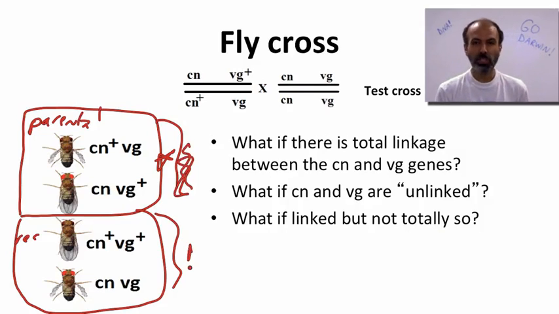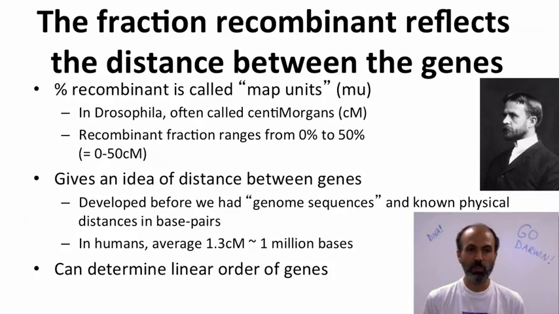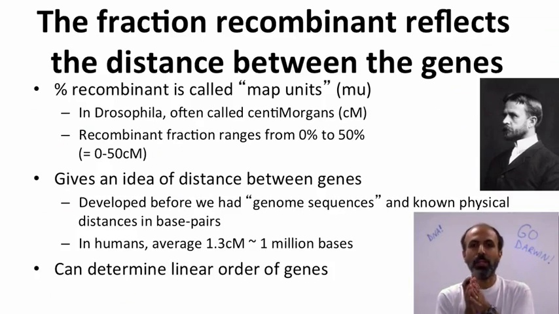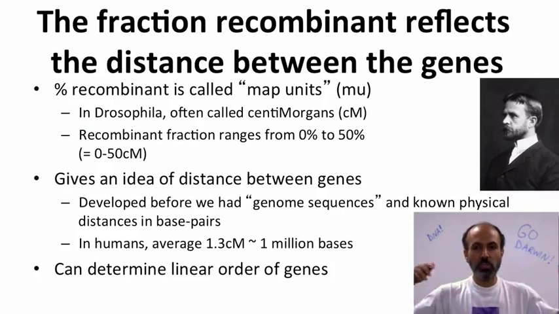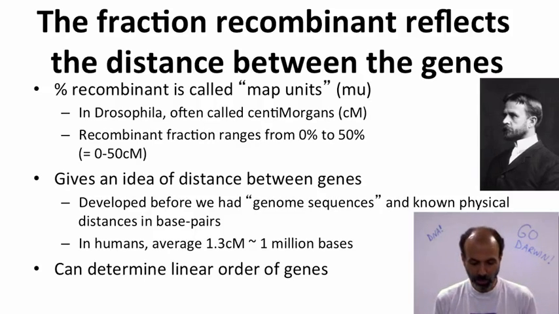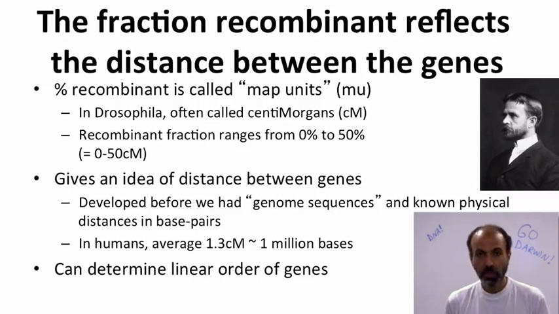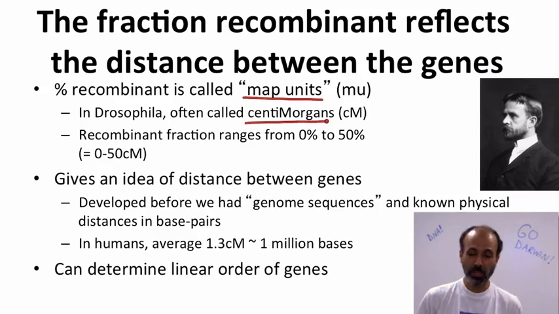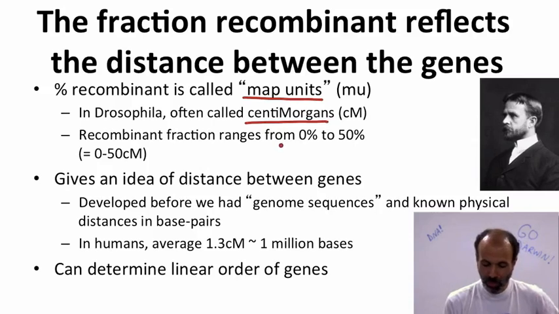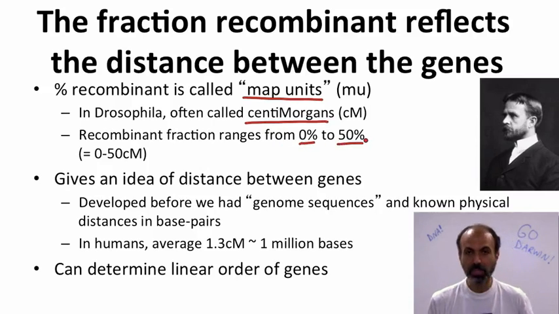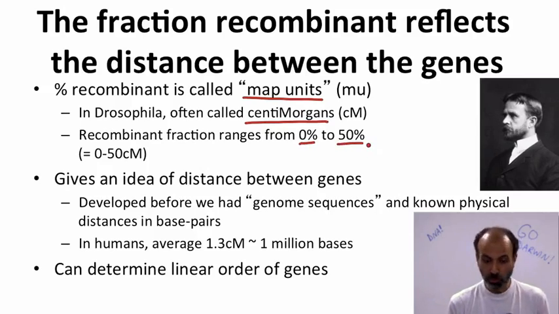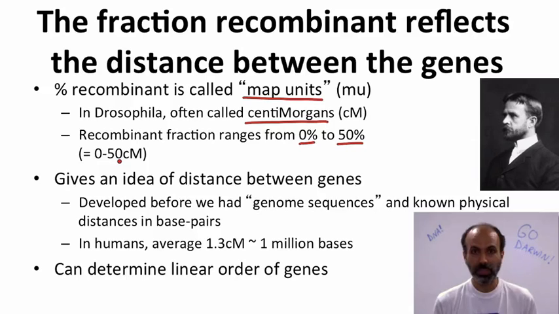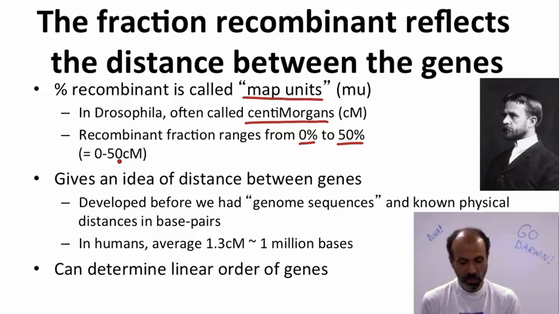Now, again, it's this fraction recombinant that reflects the distance between genes. If genes are very close together, then the fraction recombinant will be low. If the genes are very far apart, the fraction recombinant will be high. Now, Thomas Hunt Morgan, who I mentioned, the Drosophila geneticist, suggested this percent recombinant can be called map units. And often now in Drosophila, they're referred to as centimorgans in honor of him. So again, this recombination fraction ranges from 0% to 50% recombinant, and this is often just referred to as 0 to 50 centimorgans. Now this gives you an idea of the distance between genes.